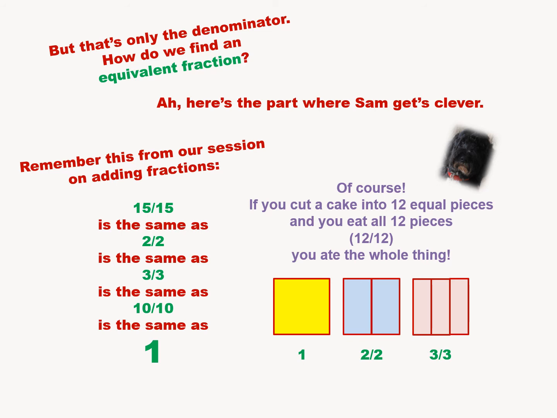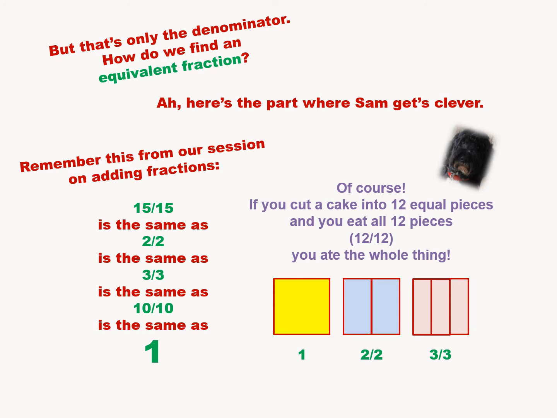But that's only the denominator of possible equivalent fractions. How do we find the exact equivalent fraction? Now here is where Sam gets very clever. Remember this from our session on adding fractions?